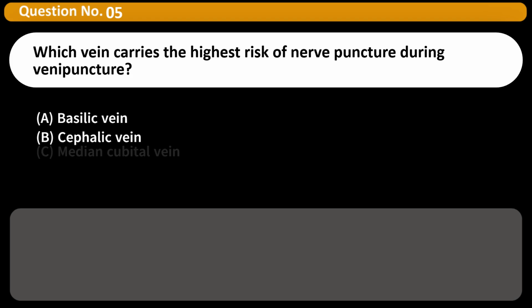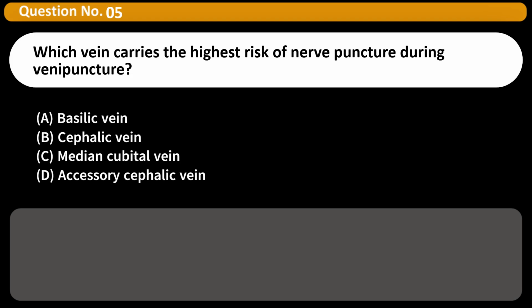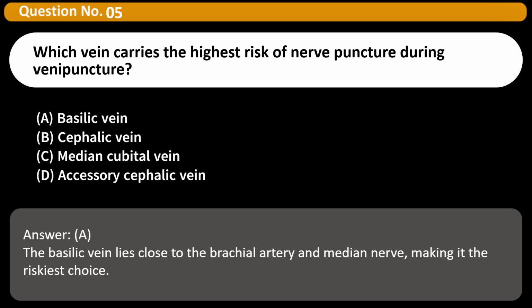Which vein carries the highest risk of nerve puncture during venipuncture? A. Basilic vein. B. Cephalic vein. C. Median cubital vein. D. Accessory cephalic vein. Answer A. The basilic vein lies close to the brachial artery and median nerve, making it the riskiest choice.